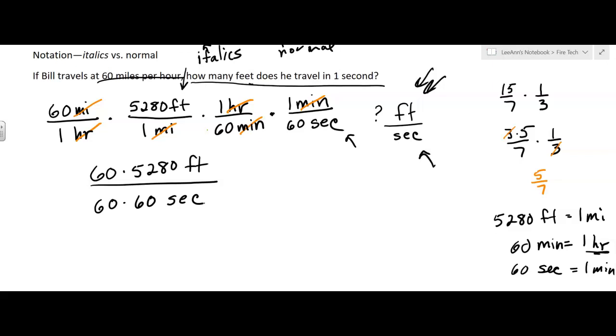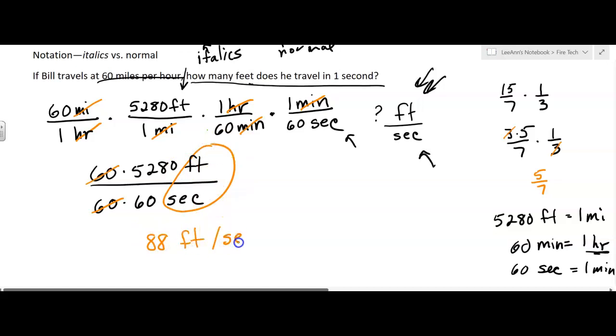Now you could go to a calculator at this point, or you could make it a little simpler and cancel those 60s. And then I'd grab a calculator and do the division. It turns out 5,280 divided by 60 is 88. And then what are the units that we have? We have feet per second.